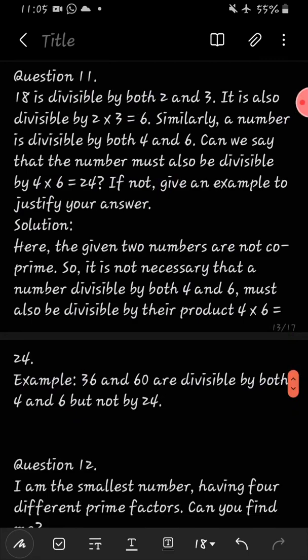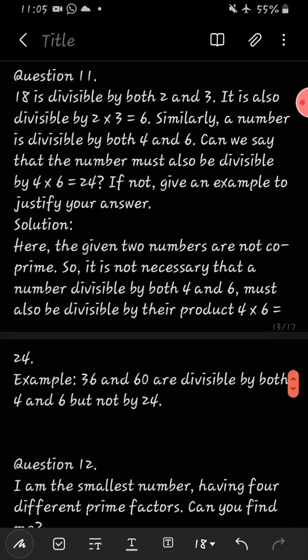Question number 11. 18 is divisible by both 2 and 3. It is also divisible by 2 into 3 equal to 6. Similarly, a number is divisible by both 4 and 6. Can we say that the number must also be divisible by 4 into 6 equal to 24? If not, give an example to justify your answer. Here the given two numbers are not co-prime. So it is not necessary that a number divisible by both 4 and 6 must also be divisible by their product, that is 4 into 6 equal to 24.